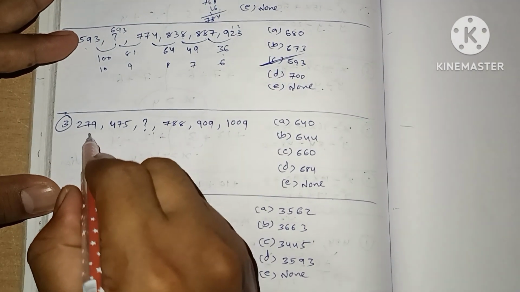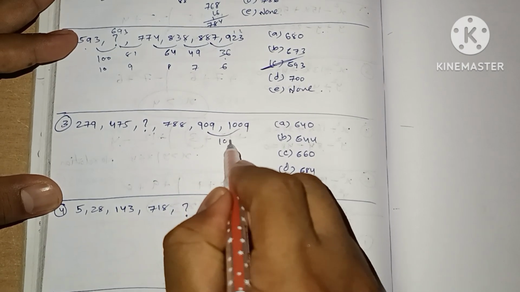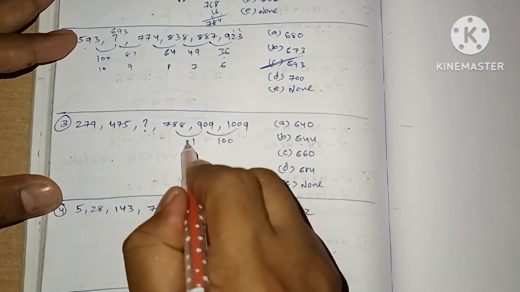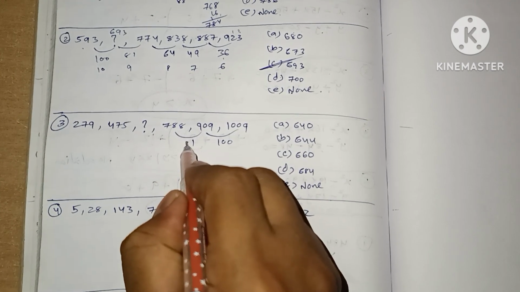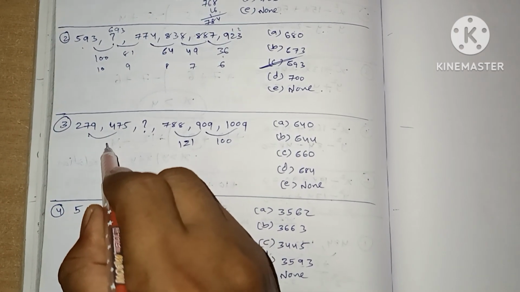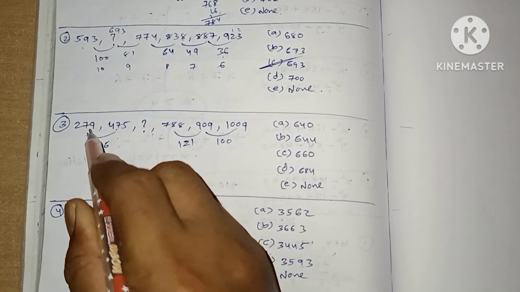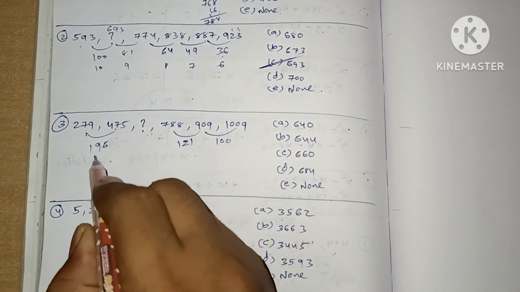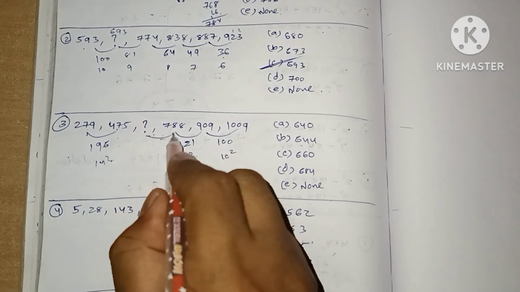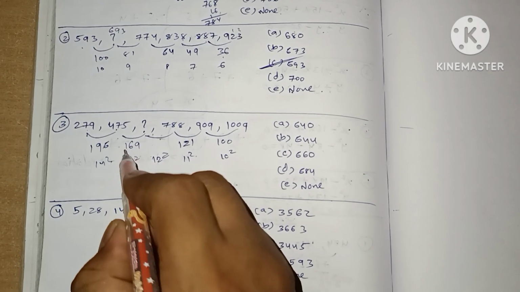Next, here we see the difference of 100. Here we see the difference of 1 and this will be 2 and 1. Here we see the difference of 6. This becomes 6 9 96 196. So this is 14 square, 11 square, 10 square means it is 12 square. This is 13 square. 13 square means 169.